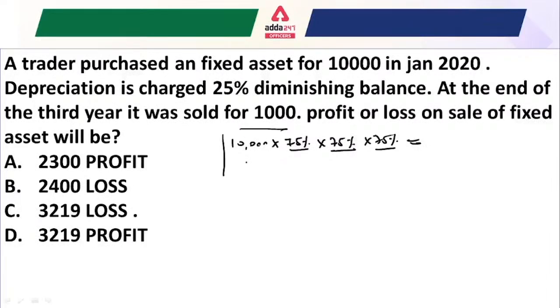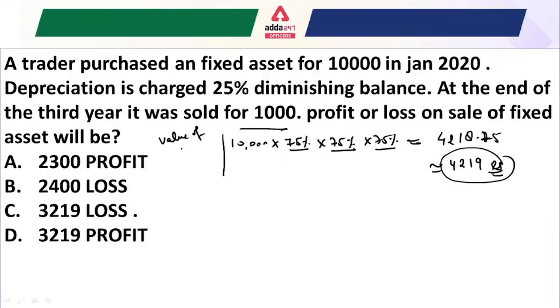So when we solve, this value would be 4,218.75, which we can also write as 4,219 rupees, right? So that would be the value of the machine after the third year, that is, after depreciation. Now, if at the end of the third year the machine was sold for 1,000 rupees.